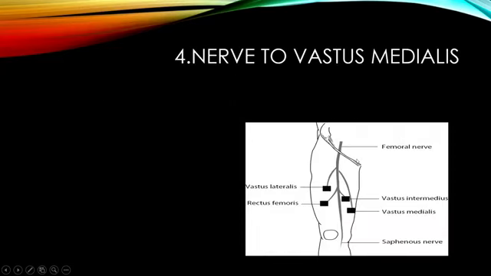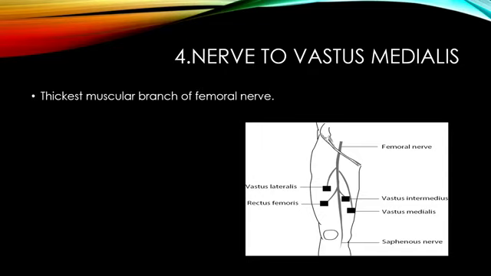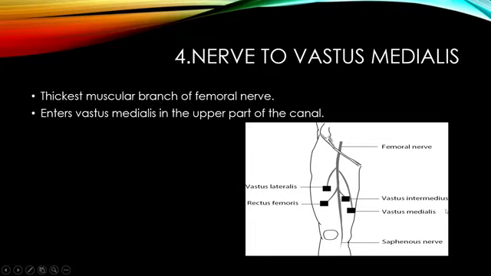Next, we have the nerve to the vastus medialis muscle. As we know, the anterolateral border of the adductor canal is made up of the vastus medialis muscle. So we have one nerve that supplies this muscle, that is the nerve to the vastus medialis. This is the thickest muscular branch of the femoral nerve. So this is the femoral nerve, and here we have the thickest muscular branch of the femoral nerve, that is the nerve to the vastus medialis. Next, this nerve enters the vastus medialis in the upper part of the canal, that is towards the apex of the femoral triangle. And then this lies lateral to the femoral artery.